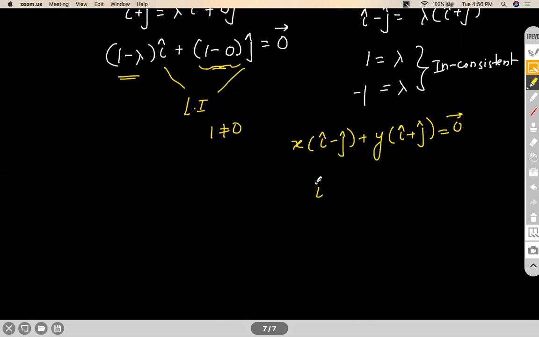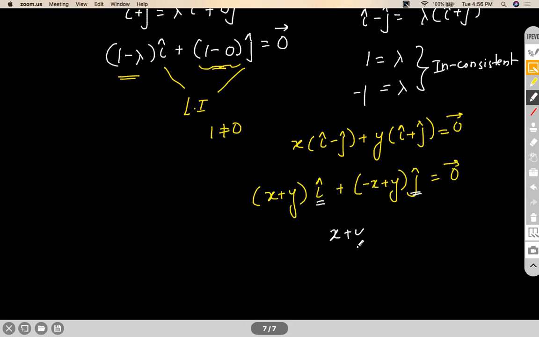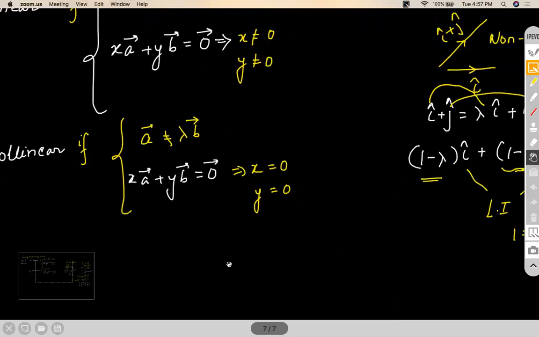So if you collect your I coefficients, it will be X plus Y. Collect your J coefficients, it will be minus X plus Y, correct? Yes. Now since I and J are non-collinear vectors, you have to get these two as 0. That means this and this should be 0. This can only lead to 0, 0 values. So basically you will only get X as 0 and Y as 0 by solving these two equations. And hence these two vectors that you had were non-collinear vectors.